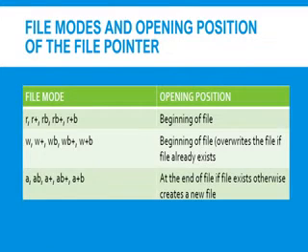then going to the next, file modes and the opening position of the file pointers. Whenever we are opening a data file, it may be opened in read mode, write mode, or append mode. But where the file pointer lies at opening, we are going to discuss right now. Whenever the data file is opened in read mode, the opening position of the file pointer is at the beginning of the data file. Whenever we open the file in write mode, the opening position of the file pointer is at the beginning of the file, and it overwrites the file if the file already exists. Okay. Whenever we talk about append mode, the opening position of the file pointer lies at the end of the file if the file exists, otherwise it creates a new file.